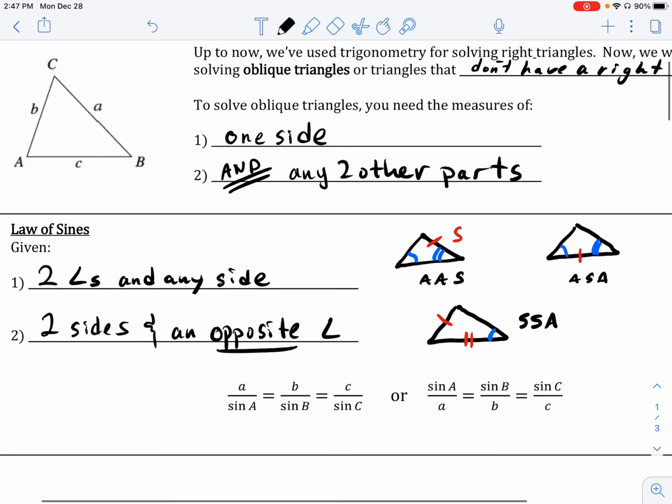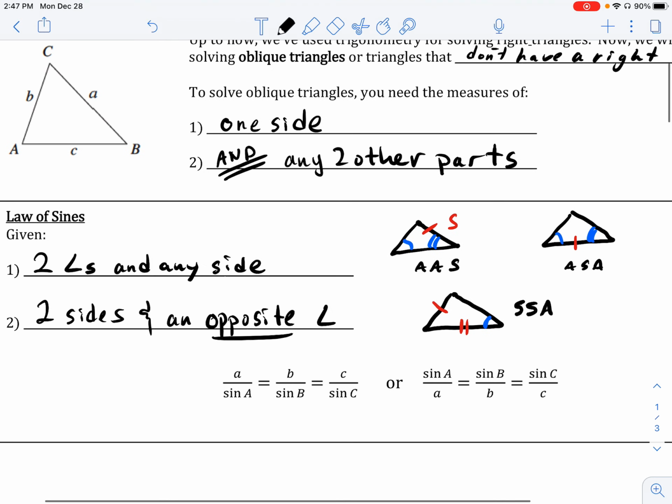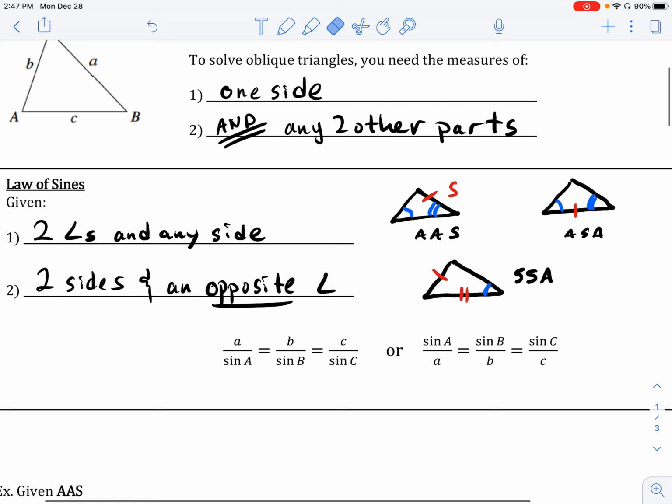But effectively, the proof of this is not overly rigorous. It just essentially involves dropping an altitude from the opposite angle and setting up a number of different trigonometric ratios using the sides and their opposite angles. So if you're interested in that, I will include it in the description below. But again, it's not too bad. I want us to focus on understanding when to use the law of sines, what it says, and how we can use it in order to solve an oblique triangle.